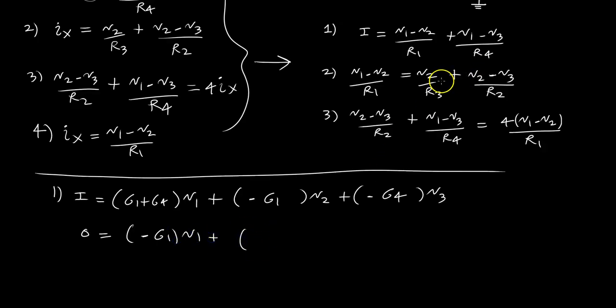plus for V2 we're going to have G3 plus G1 plus G2. So let's double check that, G1 plus G2. Just doing algebra very quickly, I recommend that you pause and try this yourself. And for the third one, we're going to have minus G2.